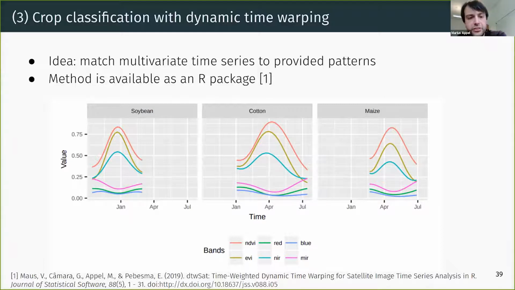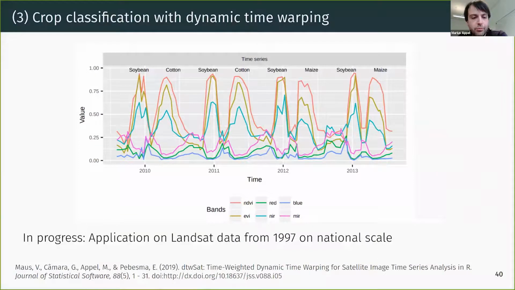So we match our provided patterns, in these examples for soybean, cotton, and maize, and we try to find the most similar one for our available data, per time series. And this function is actually pretty advanced, I think, and it's available as an open source R package, which is pretty good. But of course, then we need to apply it to larger areas. And what we are currently trying to do is apply this on Landsat data from 1997 on national scale in Brazil and South America.